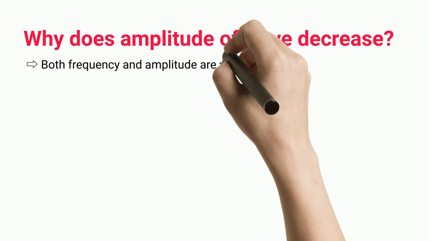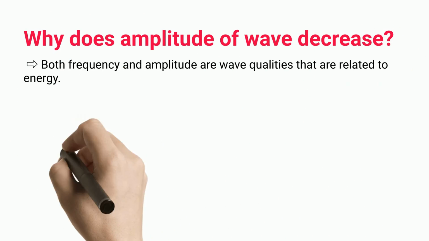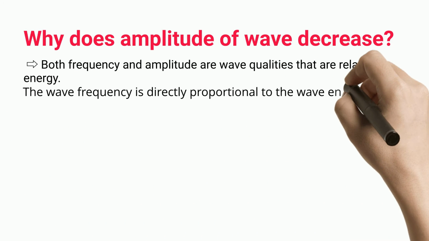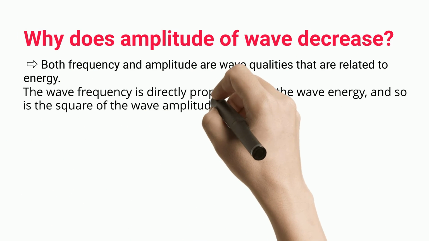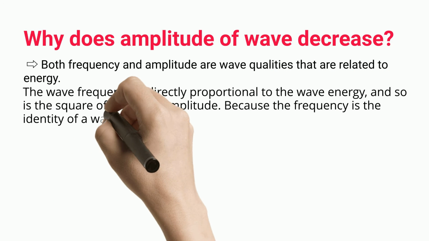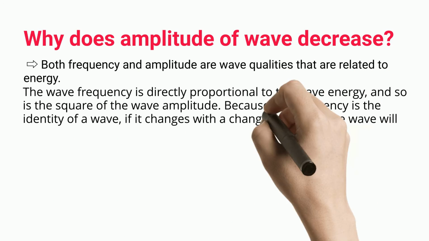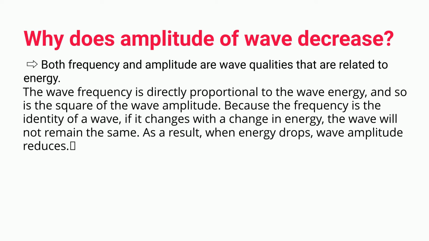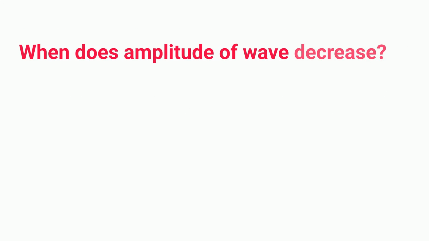Both frequency and amplitude are wave qualities that are related to energy. The wave frequency is directly proportional to the wave energy, and so is the square of the wave amplitude. Because the frequency is the identity of a wave, if it changes with a change in energy, the wave will not remain the same. As a result, when energy drops, wave amplitude reduces. When does amplitude of wave decrease?